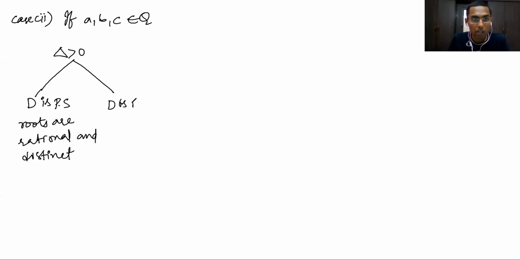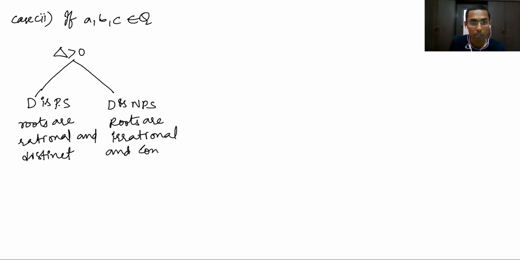If d is not a perfect square, what's going to happen? A square root will be there. When a square root is there, the roots are irrational and a conjugate pair.